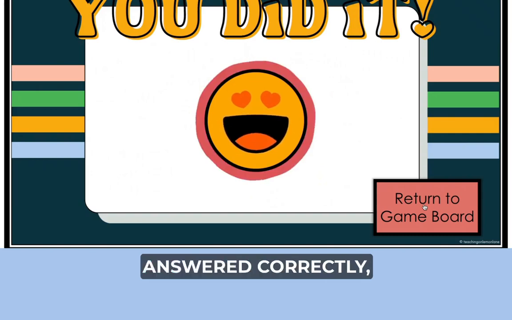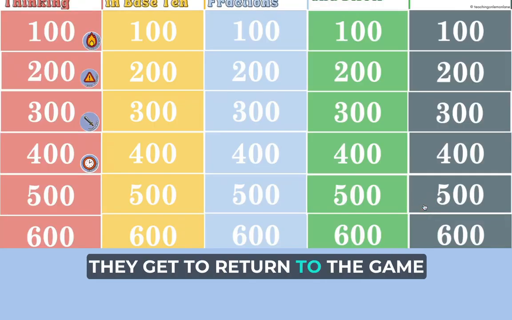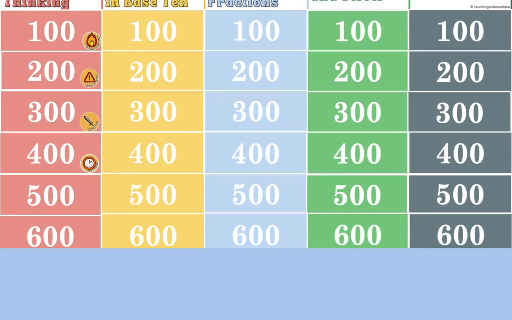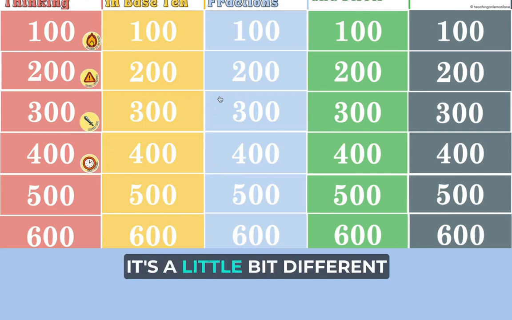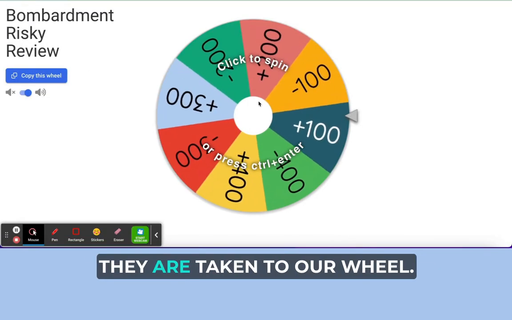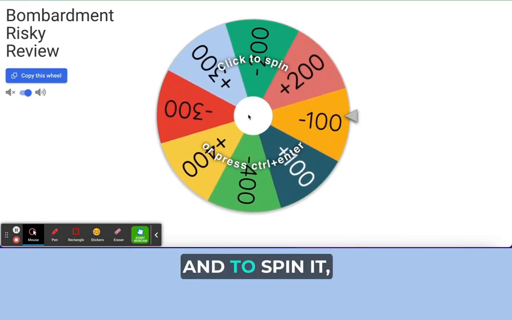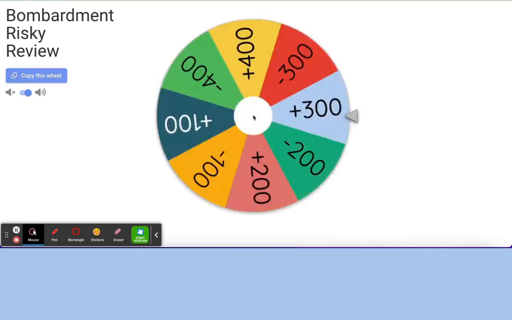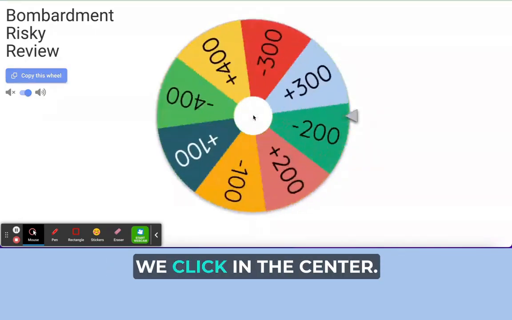So let's say that they answered correctly, they get to return to the game board, and now they get to spin the wheel. To spin the wheel, it's a little bit different. For this one, they will actually click on the sticker. When they click on the sticker, they are taken to our wheel, and to spin it, we just click in the center, and to stop it, we click in the center.